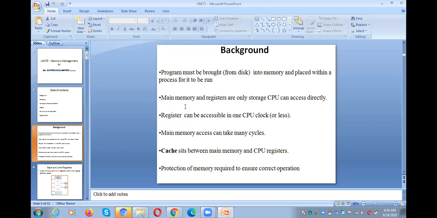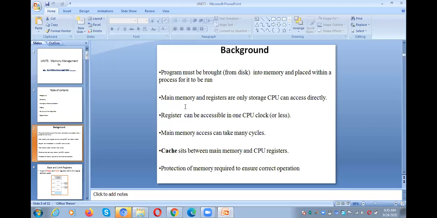From where can the CPU access in a faster manner? Registers are in the CPU itself, so it is very comfortable for the CPU to access the registers. Registers can be accessible to the CPU within no time. That means within one clock cycle or less than a clock cycle, registers are accessible to the CPU. That is the third point.